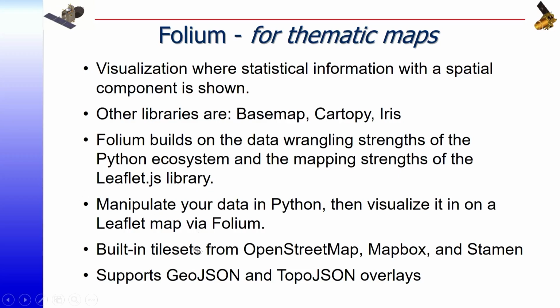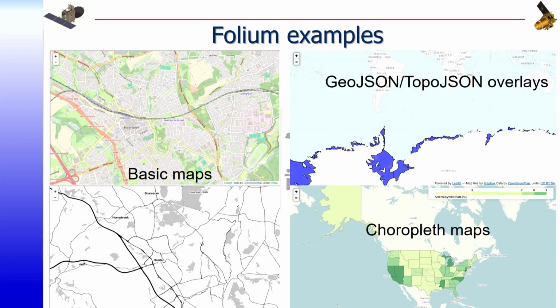It has some built-in tile sets, built-in base maps as we call it, from OpenStreet, Mapbox, Stamen, others. And it also supports overlaying existing data in form of GeoJSON or TopoJSON. These are some of the examples which have been made using Folium.